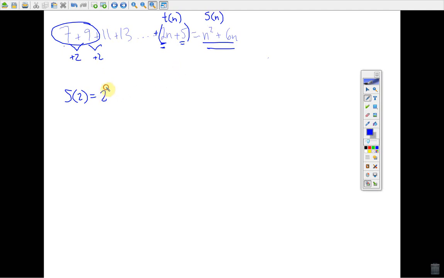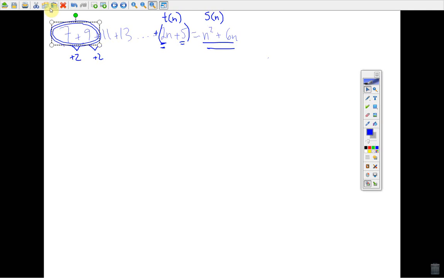So we take 2 squared plus 6 times 2. We're using our n squared plus 6n equation, which is our s of n equation, and just substituting in a 2 wherever there was an n. So that gives us 4 plus 12, and sure enough, 4 plus 12 equals 16, which we can see we get when we add 7 plus 9. So we've checked to make sure that it works with a numeric value. So let's go on to the proof by induction now. So once again, I'm going to erase this.